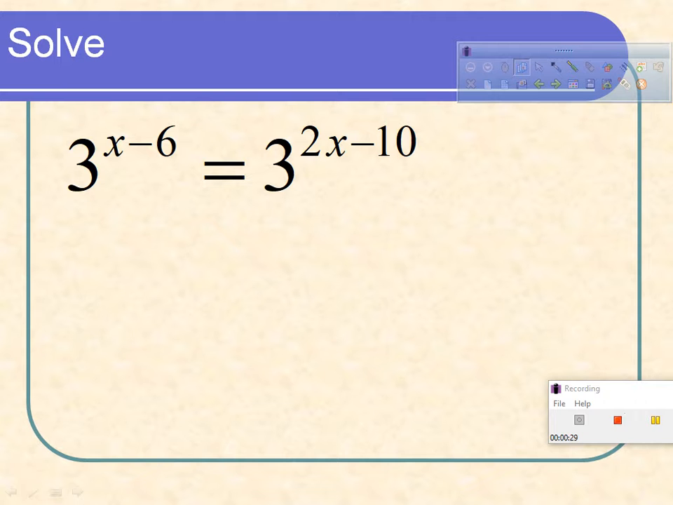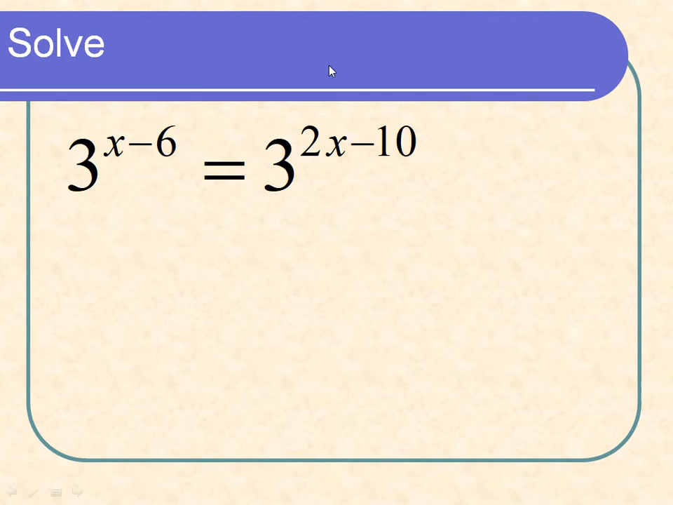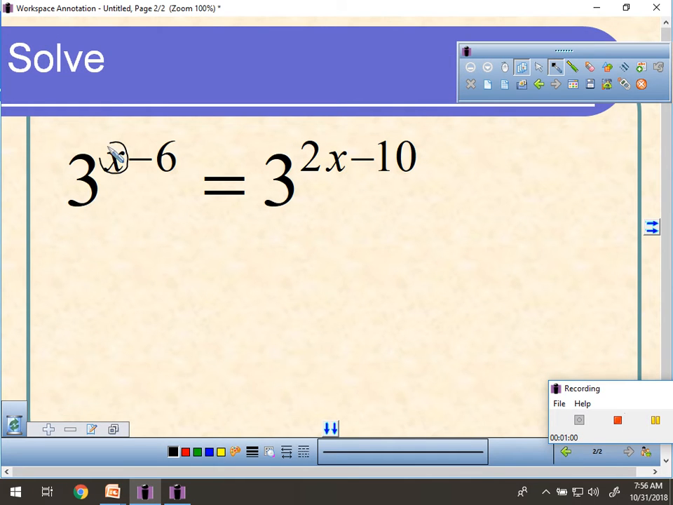Now, there is a thing, though. You do notice that there are two variables here. You've got an x over here on the left-hand side, and then you've got an x up here on the right-hand side. But the problem is I can't do anything to it just yet. The problem is because both of those are exponents.